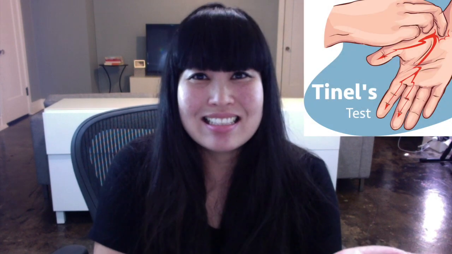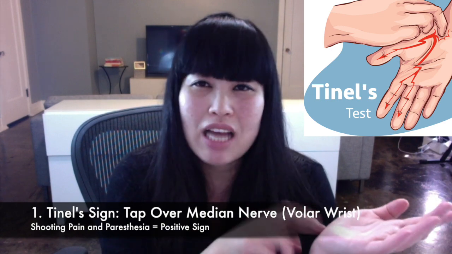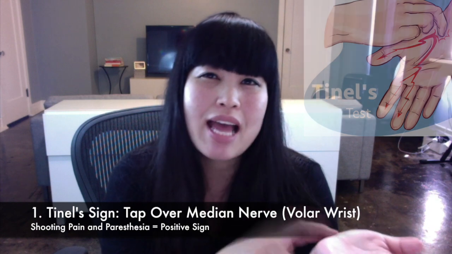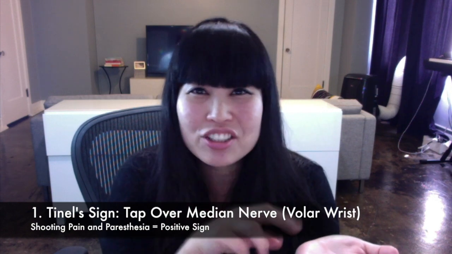So the first one, Tinel sign. Tinel, T, tapping. This is where you tap over the carpal tunnel, and you just hold out your hand like this, tap, tap, tap, tap, tap. And if you feel numbness or tingling or that shooting pain, that radiating electric sensation, then you're testing positive for the Tinel sign.